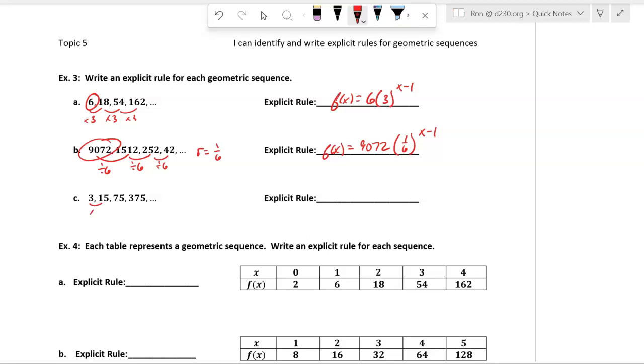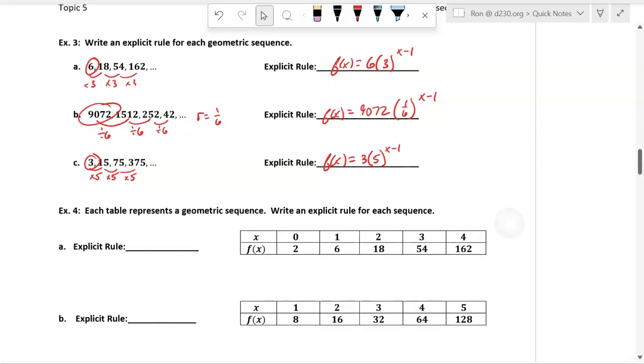And letter C, 3 times 5 would give me 15. 15 times 5 would give me 75. Times 5 would give me 375. So what's my rule going to be? Well, f of x equals, my first term is 3. My common ratio is 5, so 3 times 5 to the x minus 1.